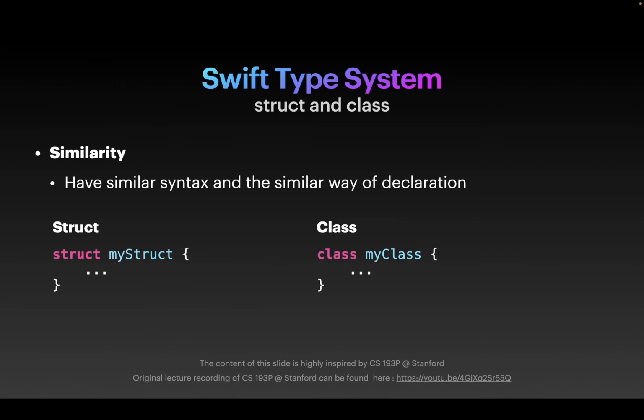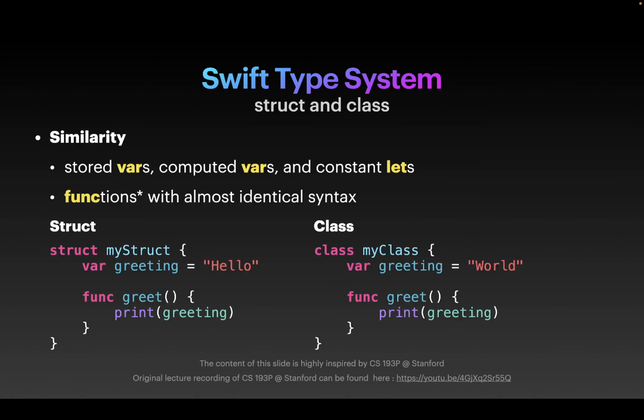First of all, there are some similarities between these two. They have almost the same syntax. Just check out the way of declaration. You can see the only difference between the two is the keyword. When you declare a struct, you go with struct. When you declare a class, you go with the class keyword. Followed by the keyword is the name of your struct or class.